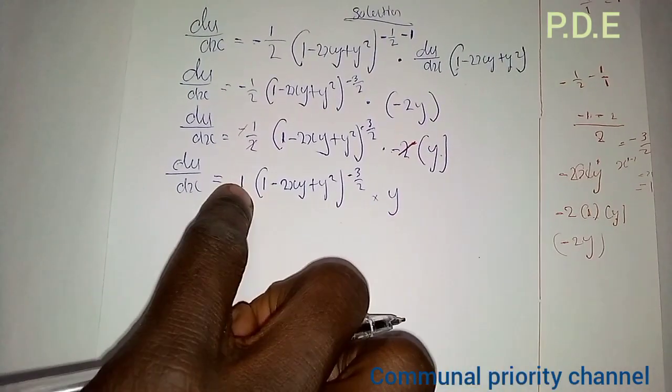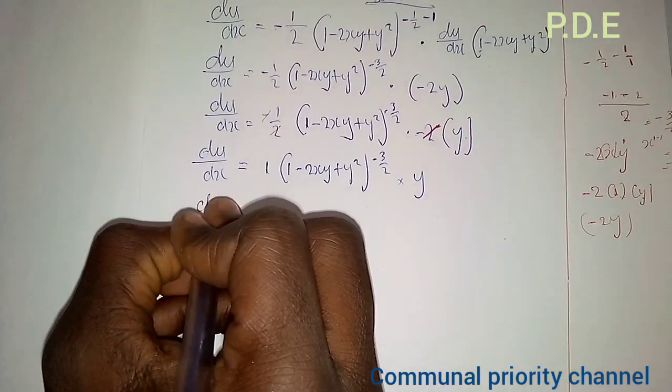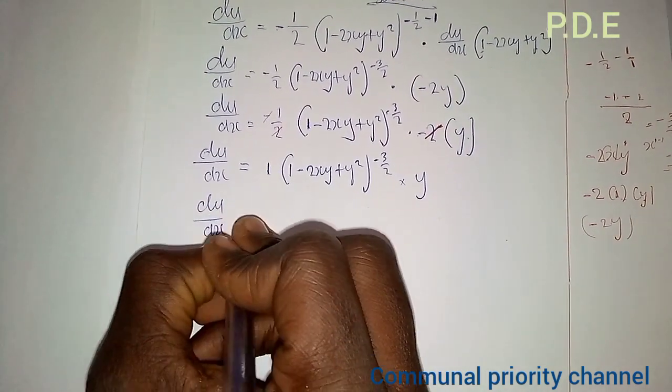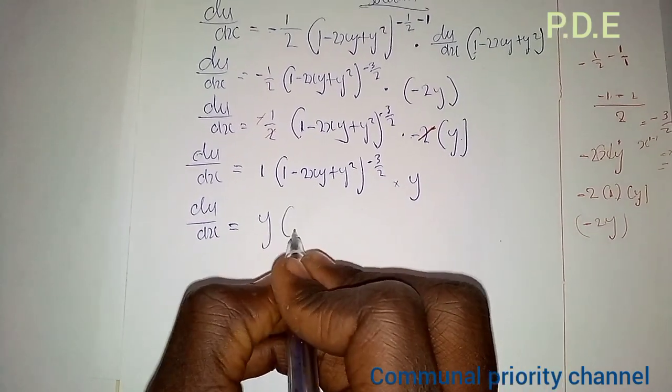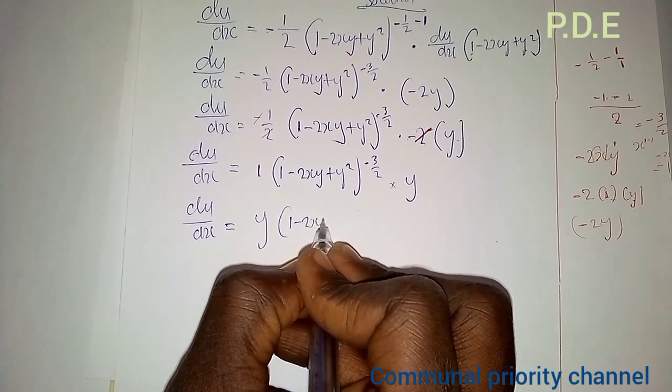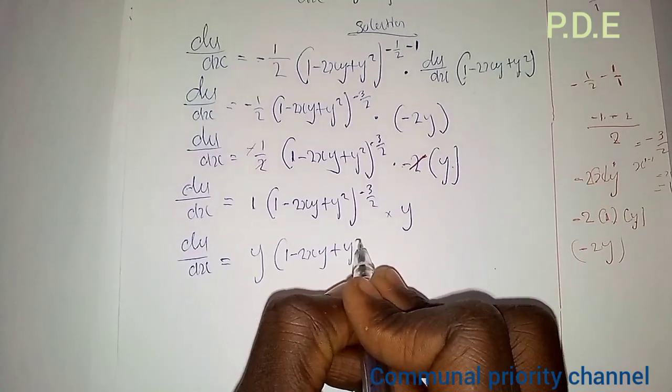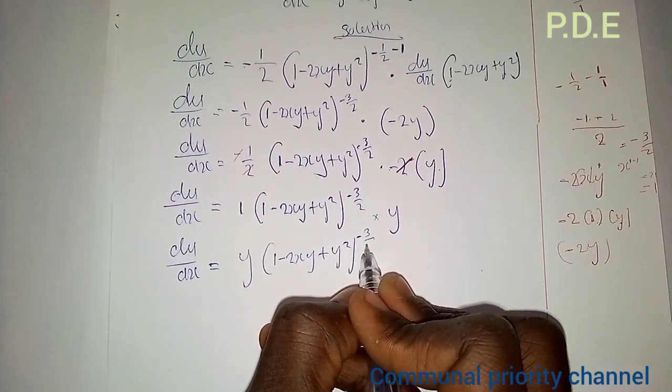This y will multiply by this one to be what? du over dx is equal to y multiplied by 1 will be what? y, open bracket 1 minus 2xy plus y square, to the power of minus 3 all over 2.